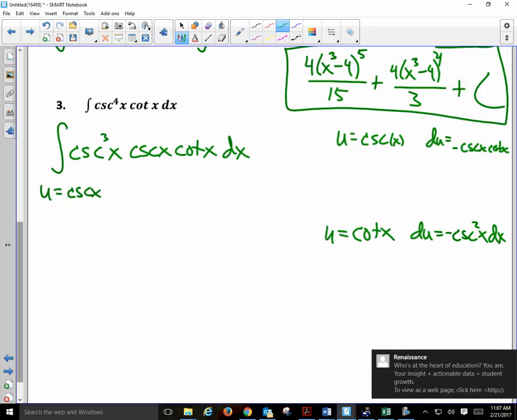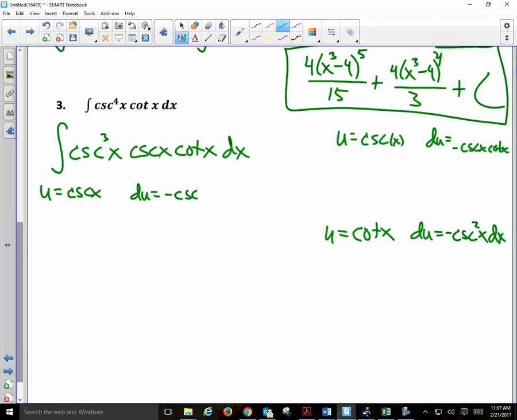So if u is cosecant of x, du, as we said, is negative cosecant times cotangent. Do we have a cosecant cotangent? We do. We don't have the negative, so we'll just divide that off. Negative du is then cosecant of x, cotangent of x, dx. My integral will have a negative sign out front, and a du.